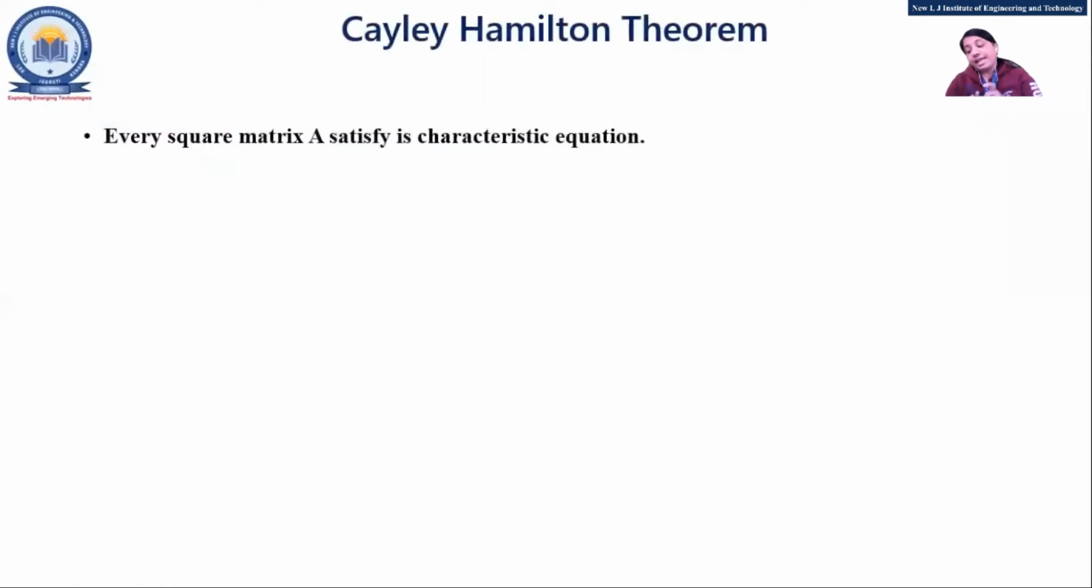Now, the Cayley-Hamilton is nothing but it's one statement only. So that statement is what? Every square matrix A satisfies its characteristic equation. Every matrix A satisfies its characteristic equation. Now what is the characteristic equation? That is what? A minus lambda I equal to 0. That is our characteristic equation.